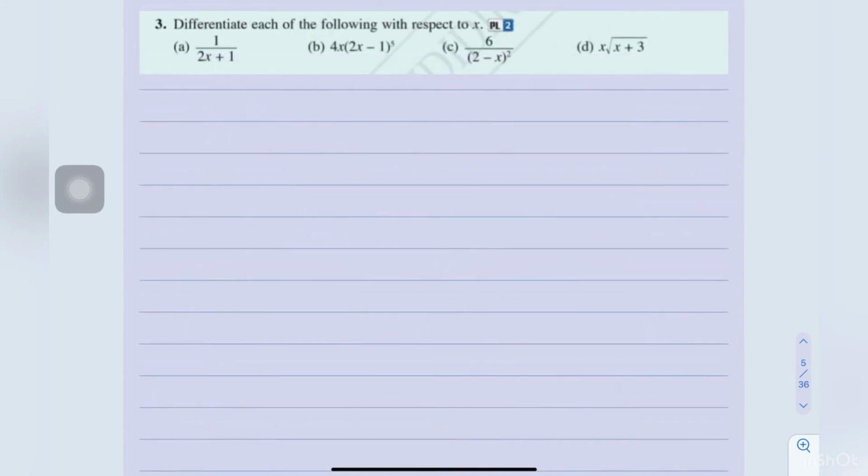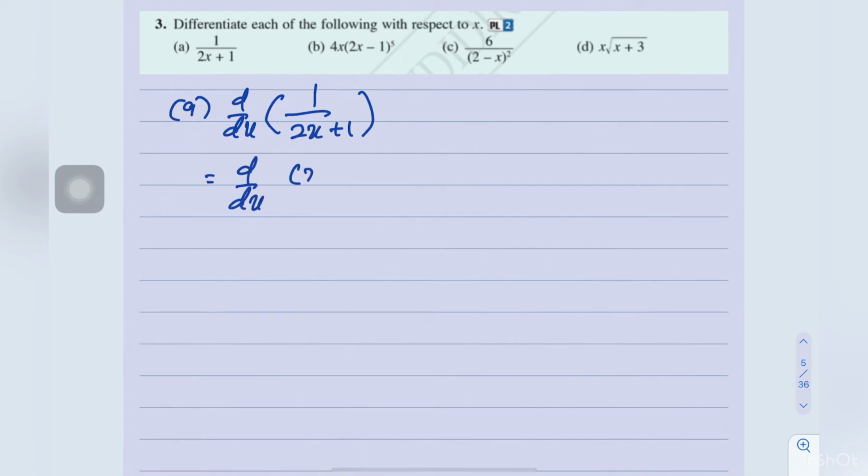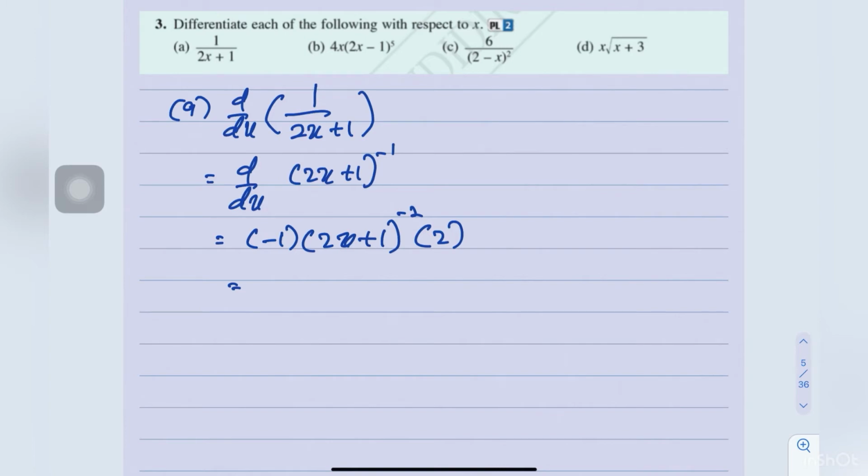Now question number 3, 3a. Differentiate each of the following with respect to x. So d/dx of the first one, 1 over 2x plus 1. Meaning you have to find the first derivative of (2x plus 1) to the power of negative 1. Here we have negative 1, so (2x plus 1) to the power of negative 2, times 2. Simplify, it becomes negative 2 over (2x plus 1) squared.